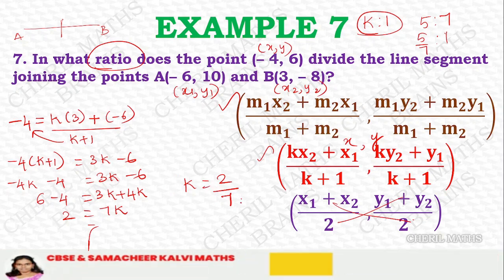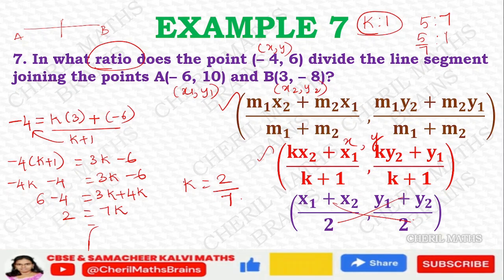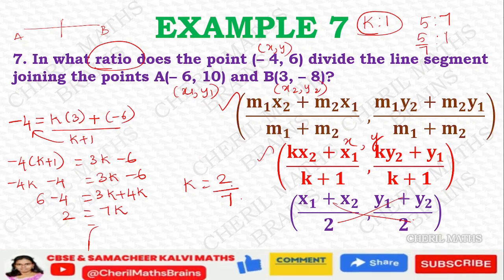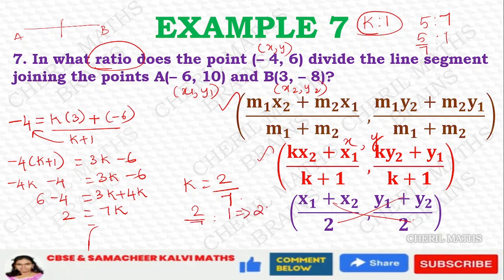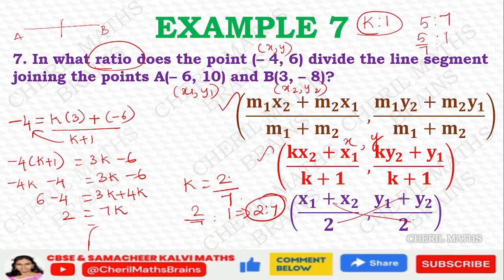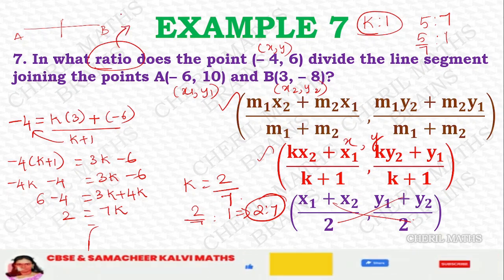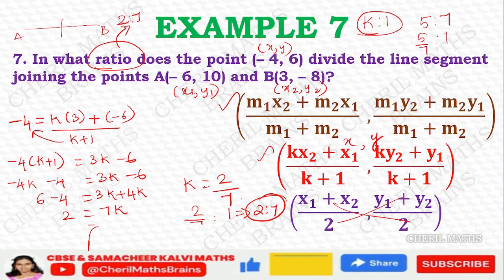So if k is equal to 2 by 7, so what will be our k is to 1? K is to 1 will be 2 by 7 is to 1. So which will be 2 is to 7. So this is our ratio. So we've got the answer very quickly, like 2 is to 7. I found out just by using minus 4.